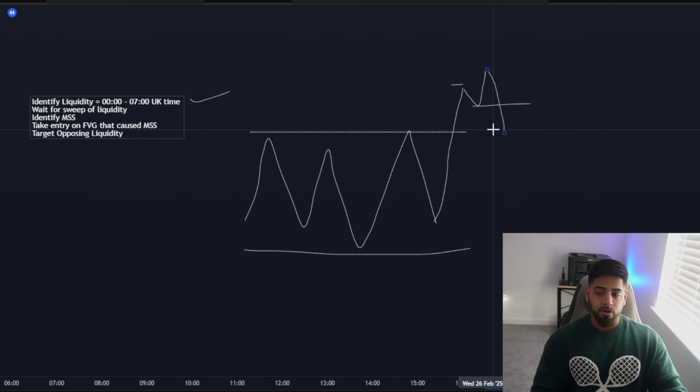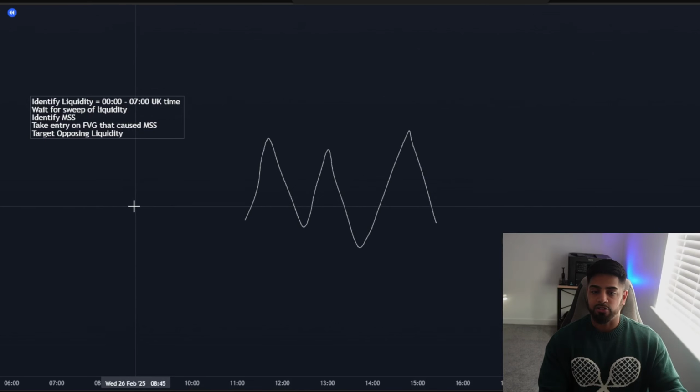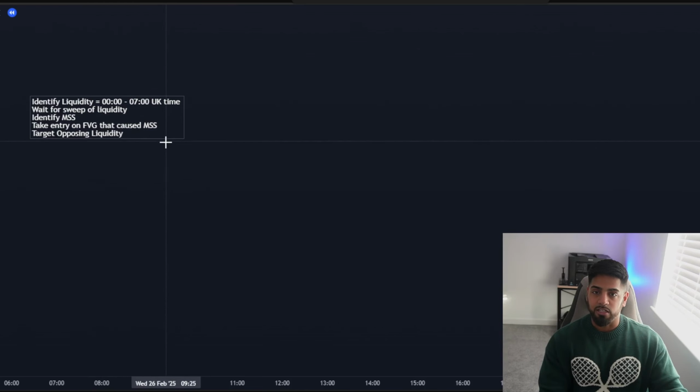Once we get that market structure shift, we're then going to be identifying the fair value gap which caused that market structure shift, and that is where we're going to be taking our entry. Once we've taken our entry, our stops go above the most local high, and we target the opposing liquidity, which would end up being the lows in this scenario. Then we wait to get tapped in, and price simply drops from there. That is the theory behind this entire trading strategy. That is the checklist that we're going to be following.